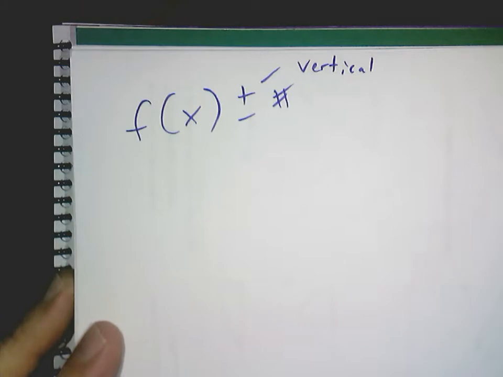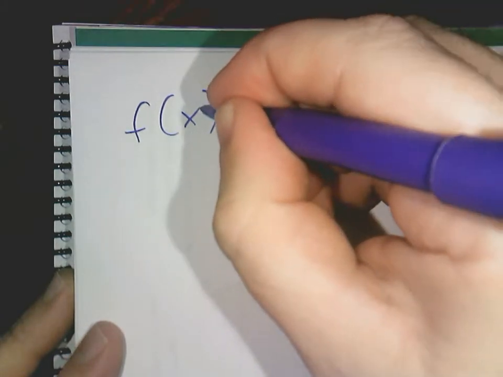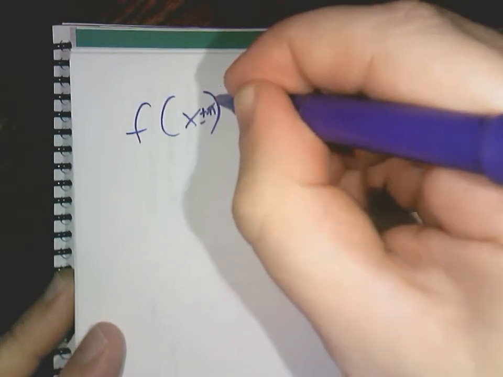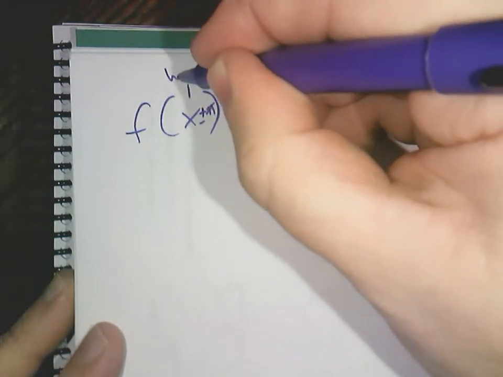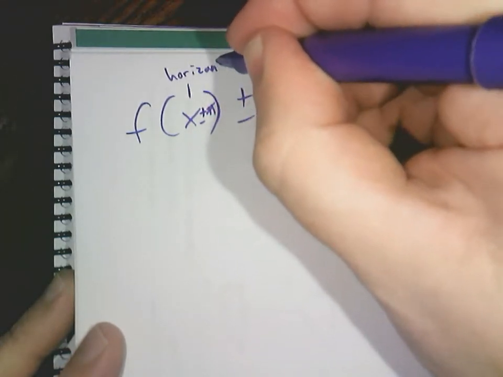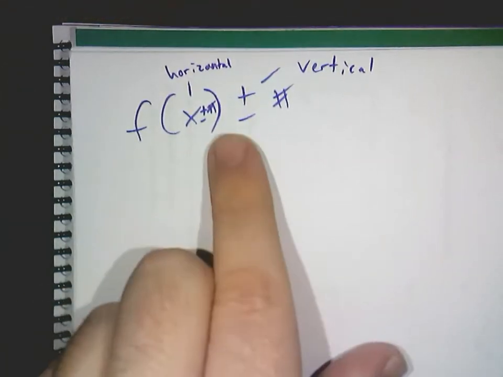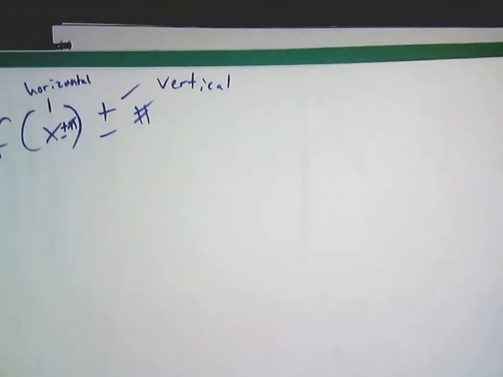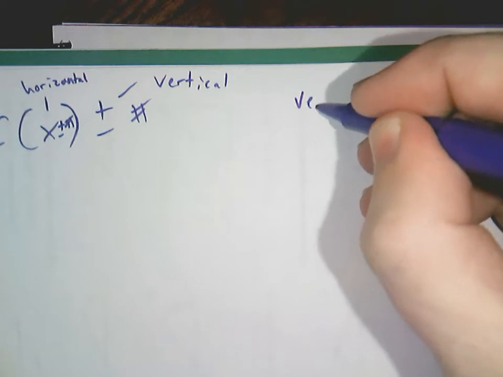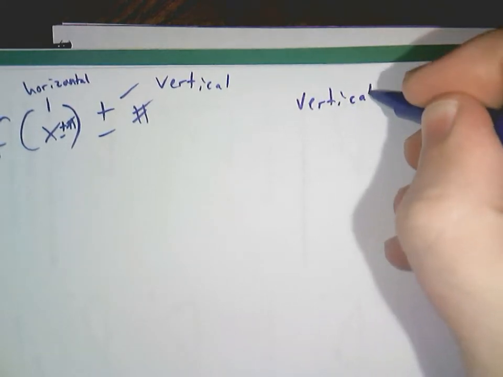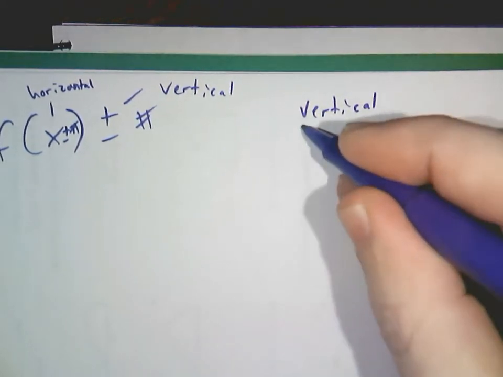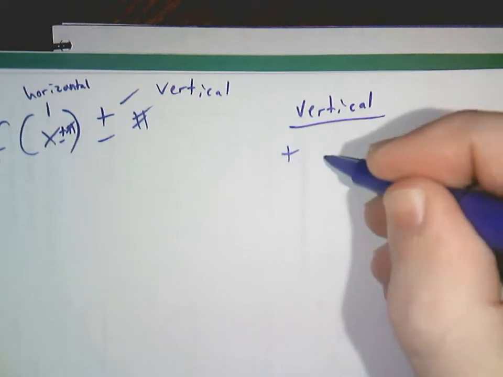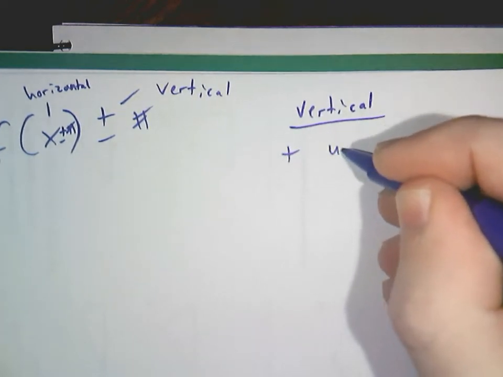Okay. And then if it is inside the parentheses, so plus or minus some number, this is going to be a horizontal transformation. Okay, so that means it's going to go left or right. Out here means it's going to go up or down. So when we're talking about vertical, if you add, you are going to go up.